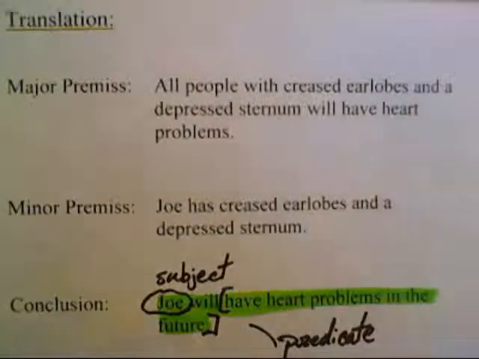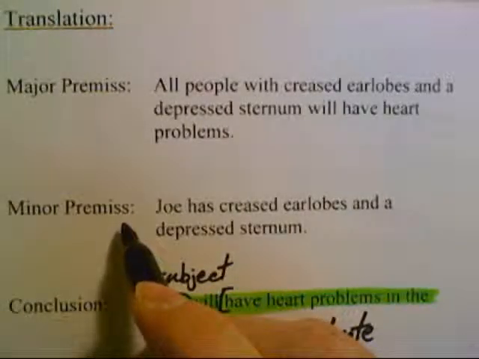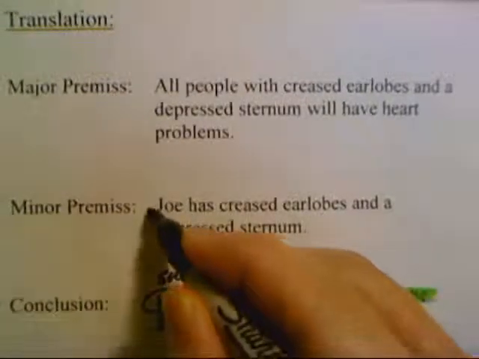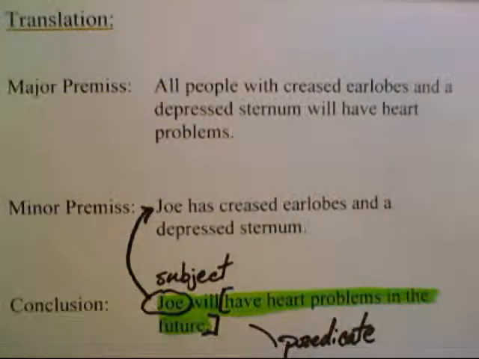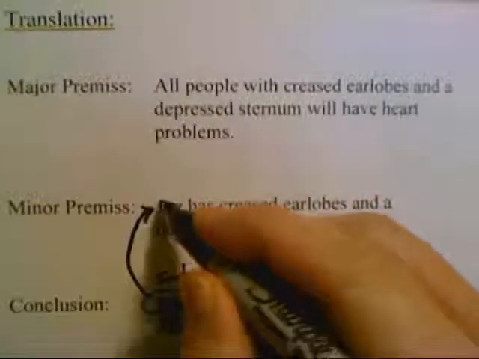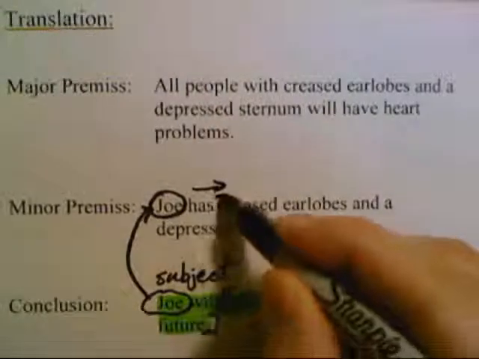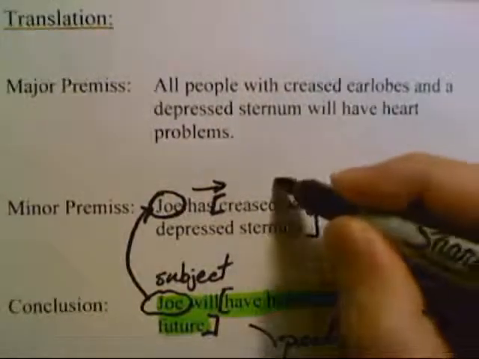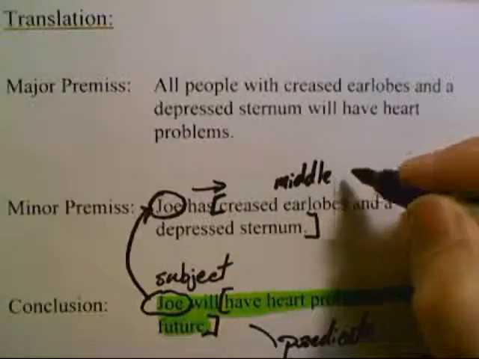So what we're going to do is take one of those pieces of information that we found in the previous standard linguistic form argument, where we identified one of the premises. One of the premises was Joe having creased earlobes and a depressed sternum. So I've gone up here and I've labeled this the minor premise. The minor premise always contains the subject. So this is always the case. The minor premise is the one that always has the subject in it.